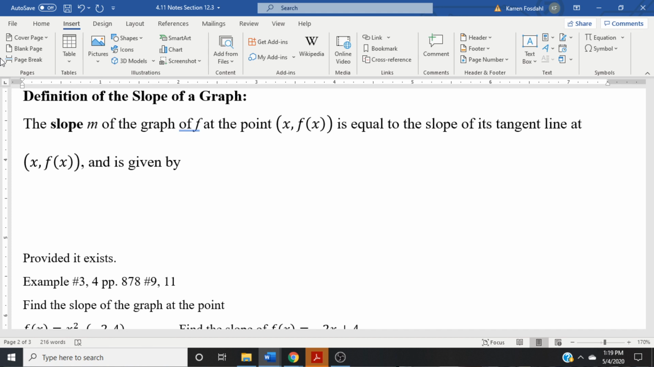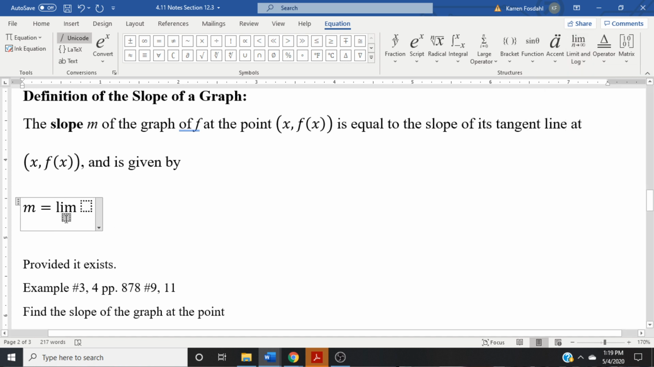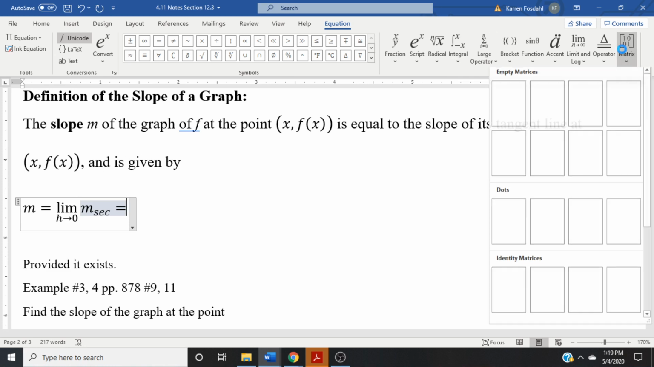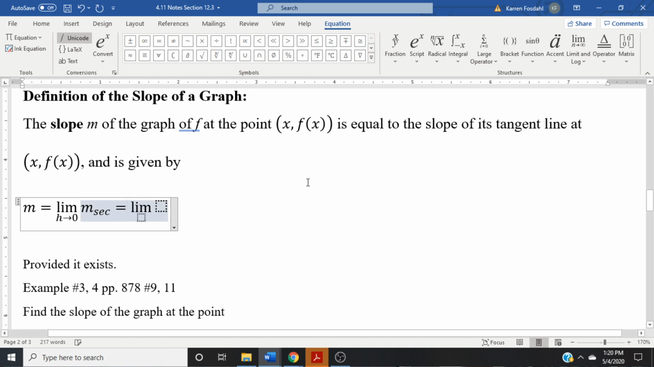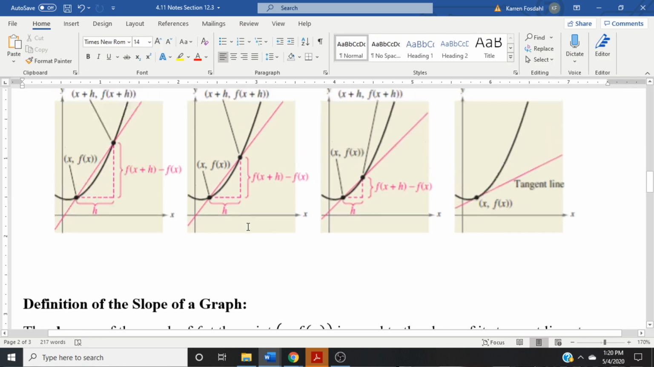Okay, what's our equation? Great question. The equation is m equals, so that's our slope, equals the limit as h approaches 0 of f of x plus h minus f of x divided by h.